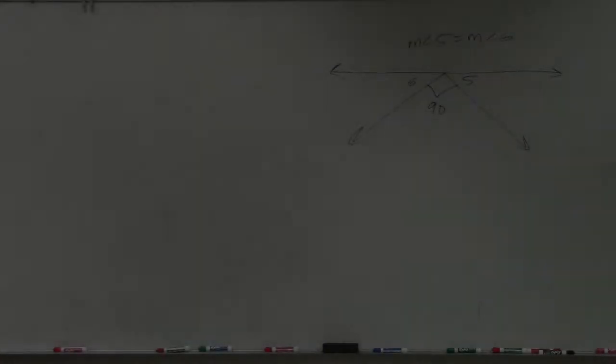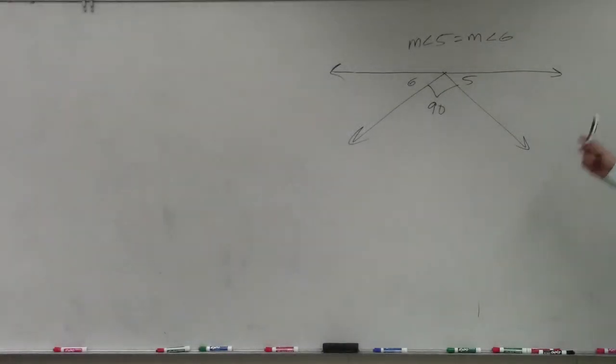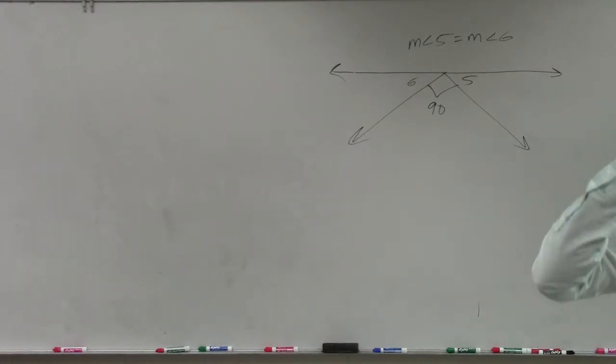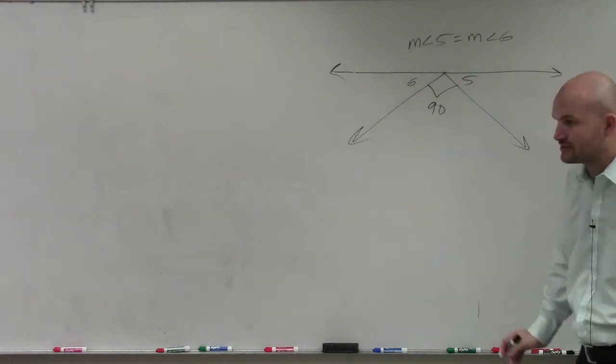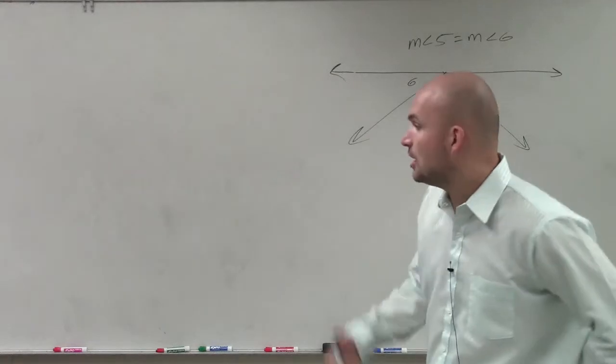The measure of angle 5 equals the measure of angle 6. All right? And what we are trying to determine is the measure of angle 5 and the measure of angle 6. So they tell us the measure of angle 5 and the measure of angle 6 are equal to each other.